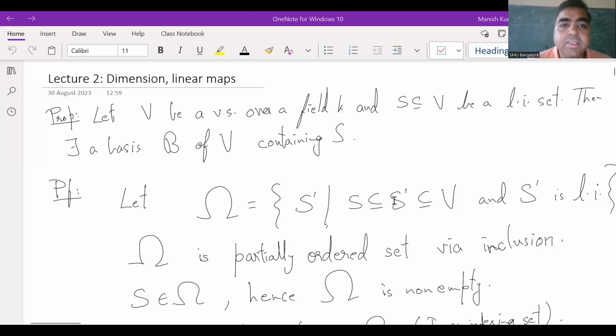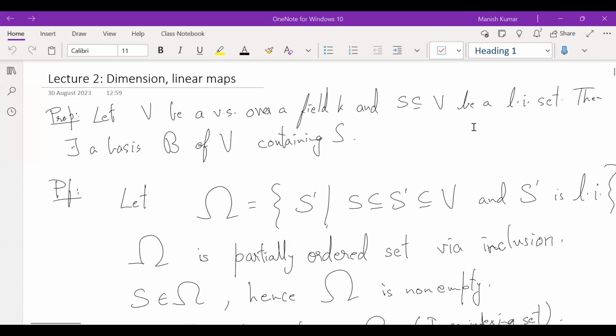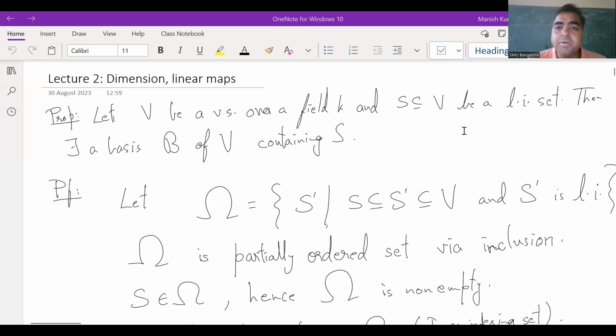Yeah. So last time we saw many things. We saw the definition of basis, and then a few equivalent definitions of basis, and we also saw that if the vector space is finitely generated, then any two bases have the same length. But today we will see a proof of the existence of a basis in general.